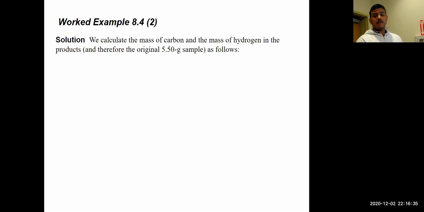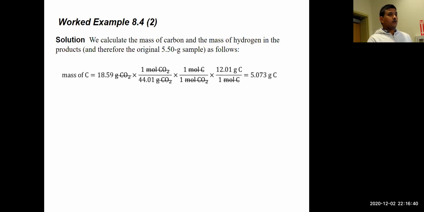So let's start with identifying the mass of carbon using the mass of CO2. So there are 18.59 grams of CO2, and using the molar mass conversion factor, we will identify how many moles are there, canceling the grams, and using the ratio between moles of carbon to moles of CO2, you will cancel out the moles of CO2 to get the moles of carbon, and using the molar mass conversion factor, you cancel the moles of carbon to get the grams of carbon present, 5.07 grams of carbon.